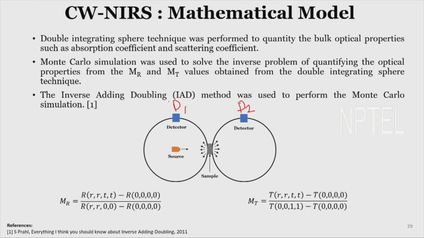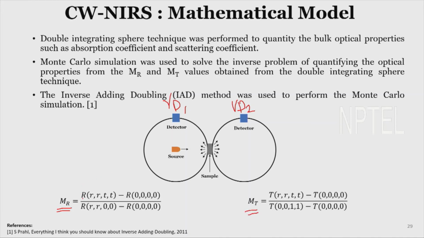These two voltage values, that is VD1 and VD2, are measured for different tissues, and from there you come up with the value of MR. MR is the measurement reflectance and MT is the measurement transmittance.